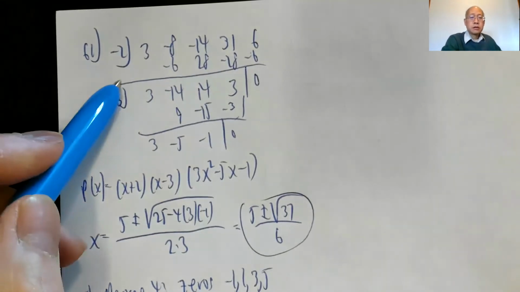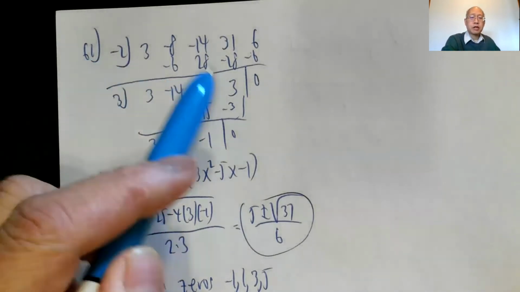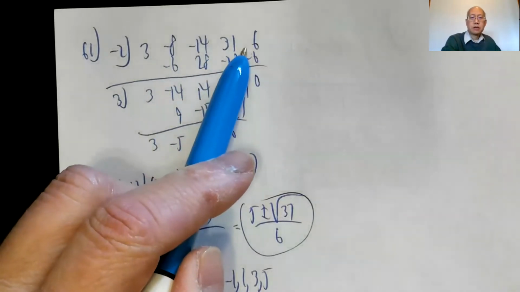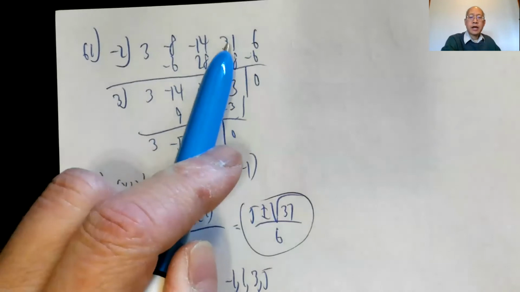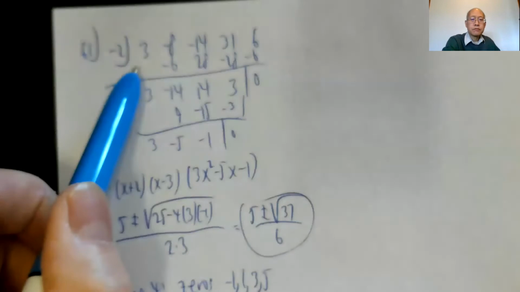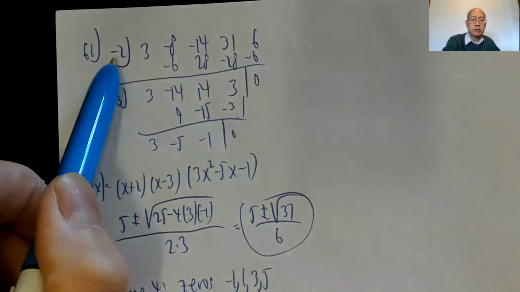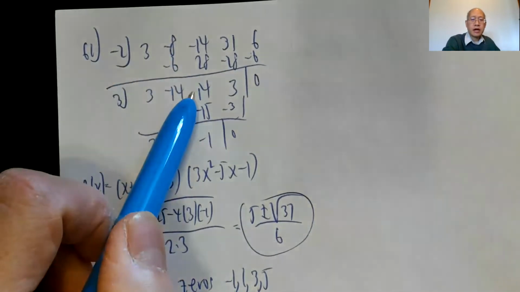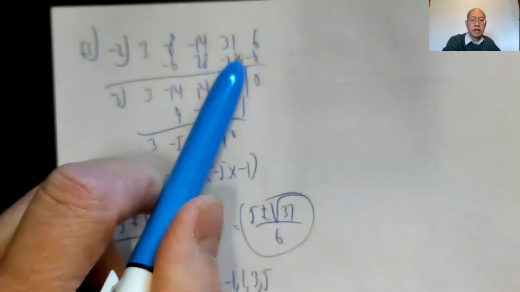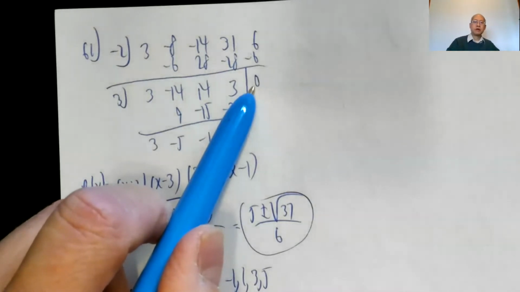61, okay, trying to show that -2 and -3 are zeros of the original polynomial. 3, -8, 14, 31, 6. Okay, this is units, x's, x squared, x cubed, x to the 4th. Okay, synthetically divide. 3 comes down, multiply, add. Multiply, -14 times -2 is 28, add 14. Multiply, -28, add 3, multiply, -6, 0. That proves -2 is a 0 of the original polynomial.